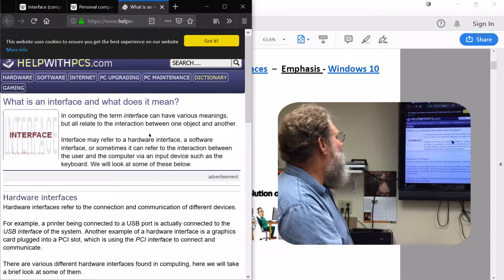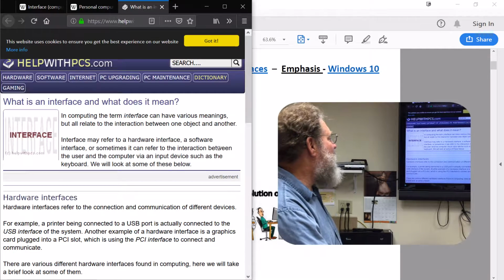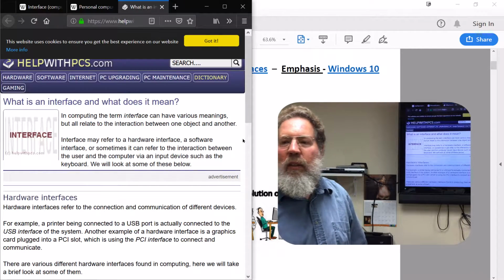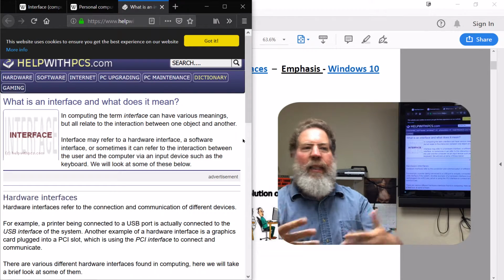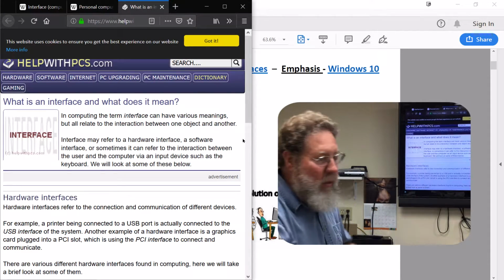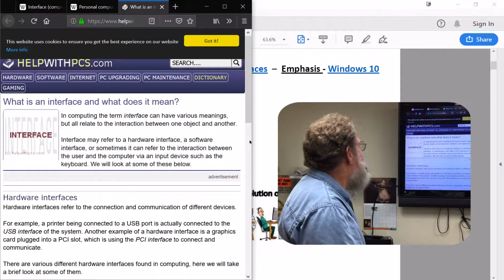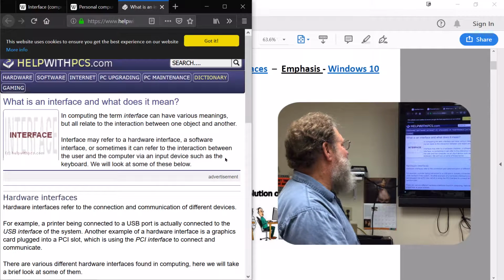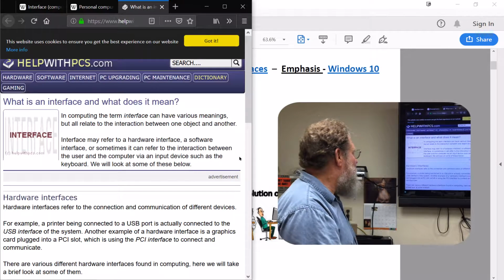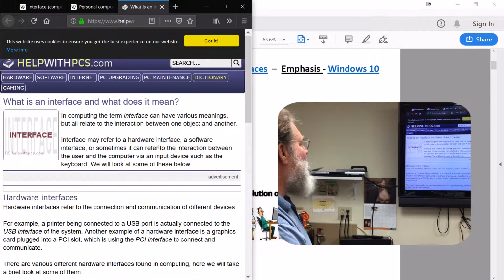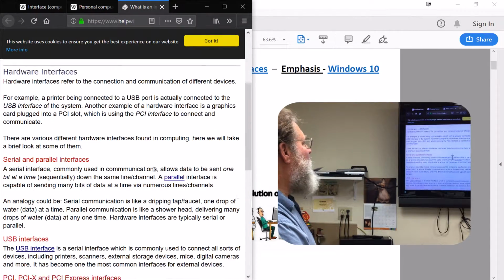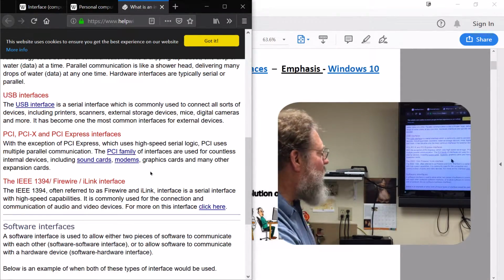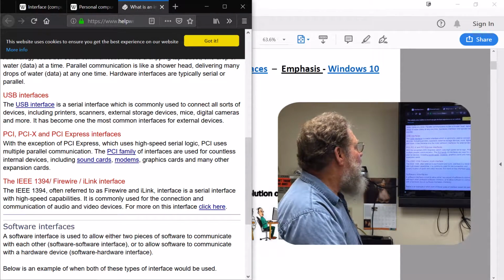It can relate to the interaction between one object and another. Interface may refer to a hardware interface or a software interface. What would be an example of a software interface? It would be the actual program you're looking at. Like Excel, you'd see a spreadsheet. So Excel would be your interface for a spreadsheet. It can refer to the interaction between a user and a computer via an input device, such as a keyboard or a mouse. This first article basically goes through all kinds of different interfaces, and we may come back to it a little later if we have some extra time, but we're going to go through some different computer interfaces.